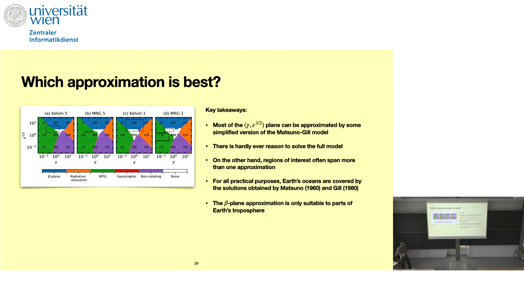And that brings me to the key takeaways here, which is for most of the gamma epsilon plane, unless you're unfortunate to be in the white area, like in Venus, there is no need to solve the full Matsuno-Gill model. You can get away with some sort of approximation. On the other hand, interestingly, in Earth's troposphere, you will need a different approximation or the full model. So you won't be able to get away with just the beta plane. For all practical matters, the Earth's oceans can be described with the original Matsuno-Gill model.